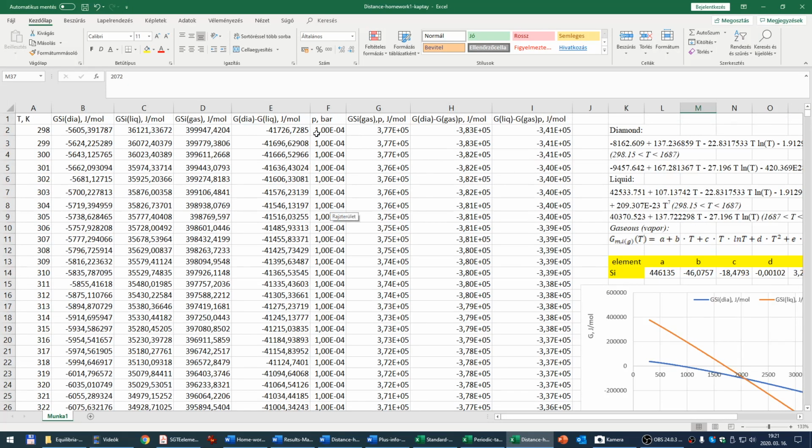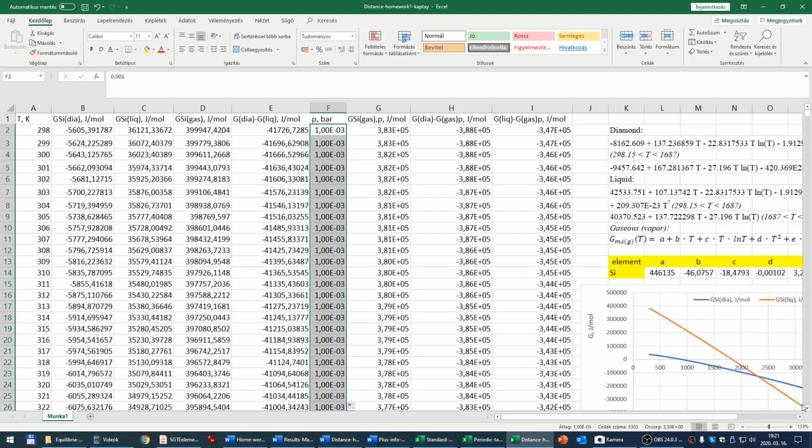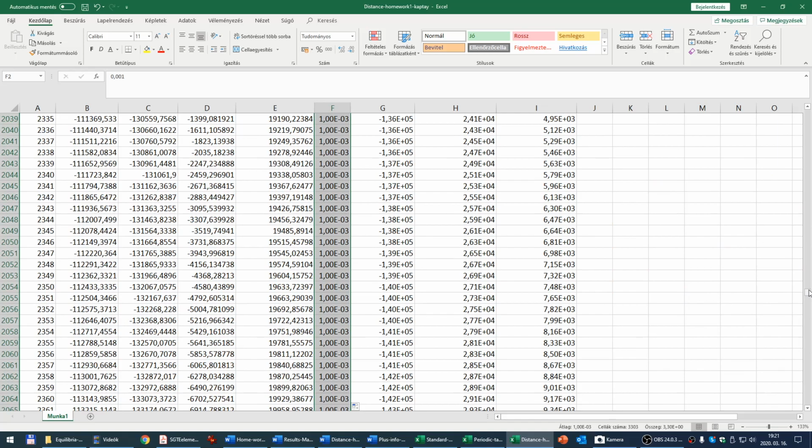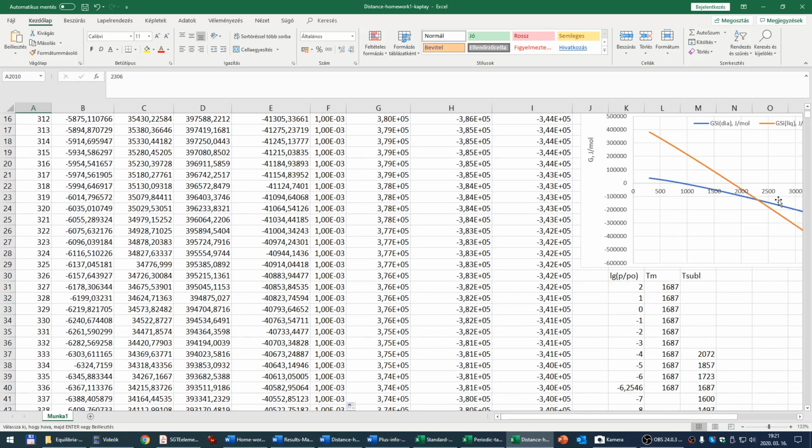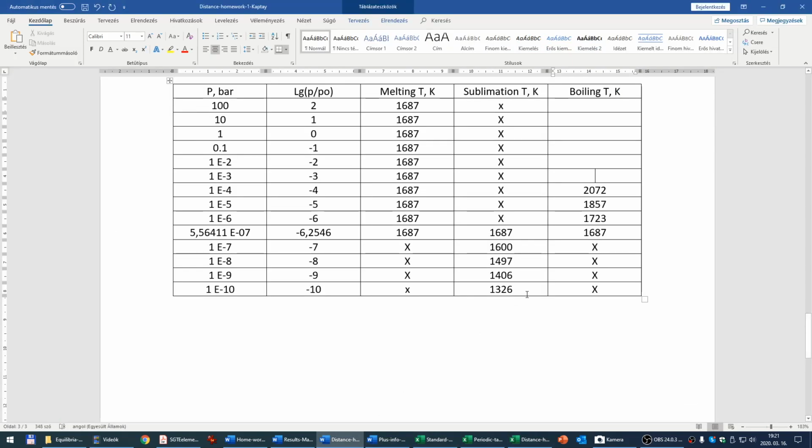Next one, what about 1 millibar? So I change my pressure, removing 10. The orange line is shifted, something like 2300. Scrolling down, finding 0. Here you are. You should select between minus 124 and plus 45. Plus 45 is closer, so this temperature is our best boiling point for that 1 millibar of pressure. 2306.